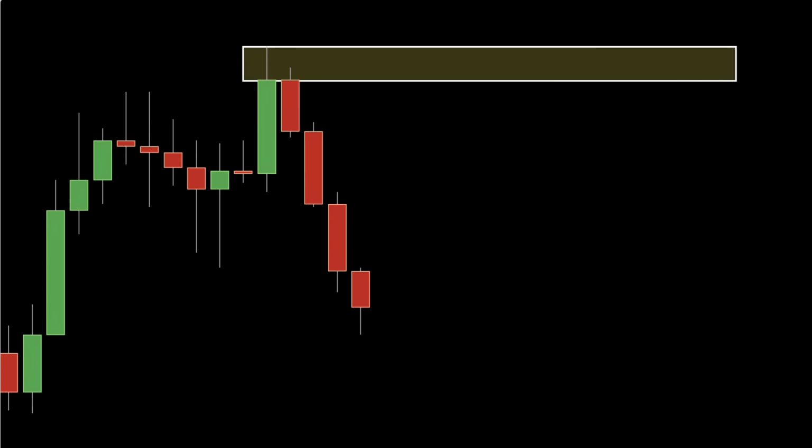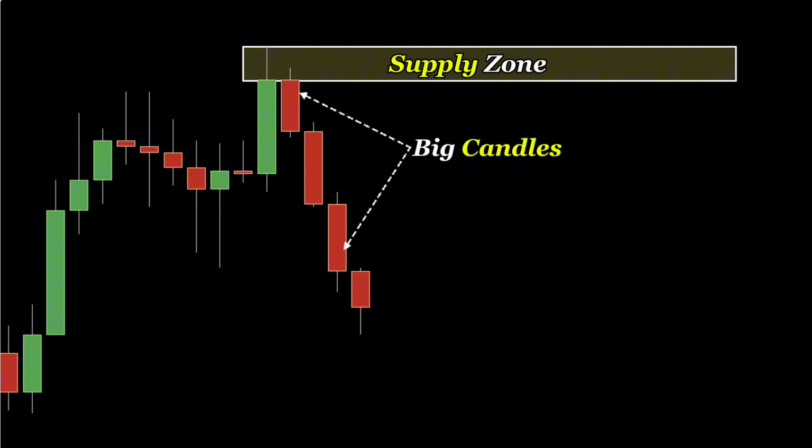Now let's look at another chart example, this time, a supply zone. We'll quickly run through the 4 factors to see if it qualifies as a high probability zone. First, check the candle size. Notice how we have large, consistent bearish candles leading into the zone. This shows strong selling pressure, likely driven by institutional money.